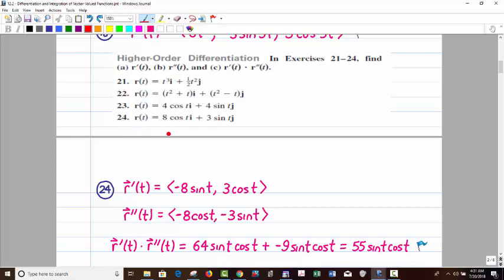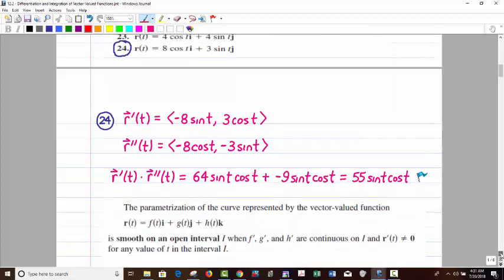The function is 8 cos t plus 3 sine t. That one's easy enough to get the first derivative. It would be negative 8 sine of t, and then the derivative of 3 sine t would be 3 cos t. So the second derivative will be the next derivative after that. The derivative of negative 8 sine t would be negative 8 cos t. And then the derivative of 3 cos t would be negative 3 sine t. So that would be your second derivative.